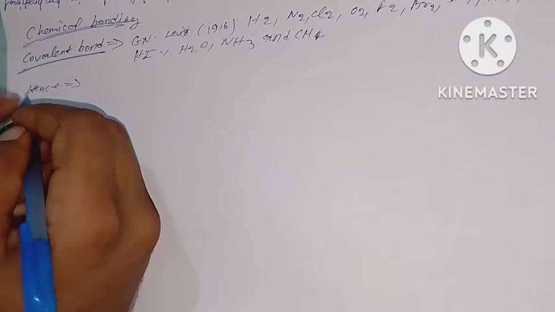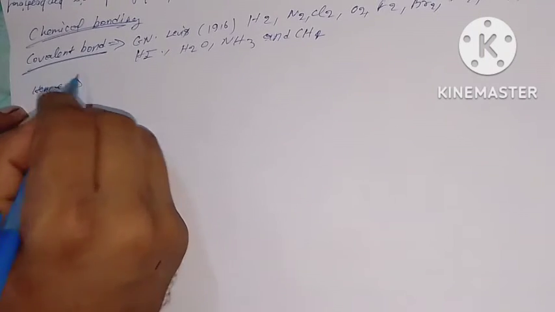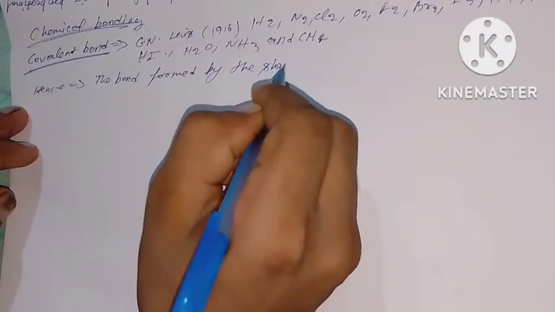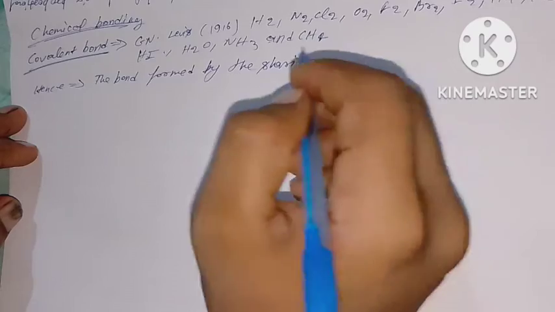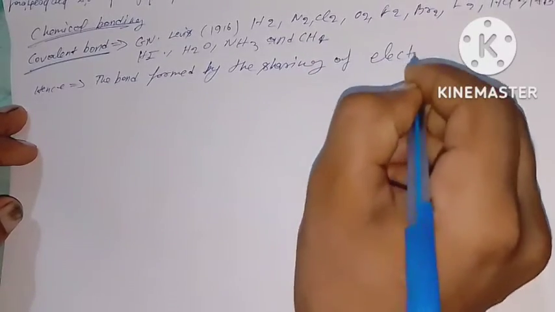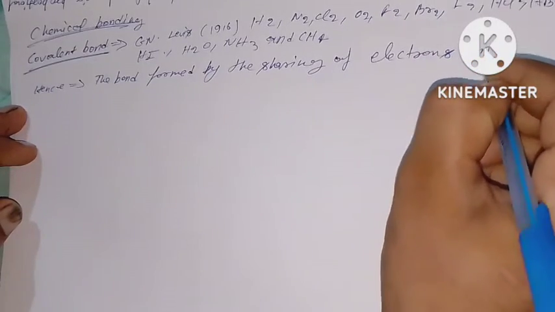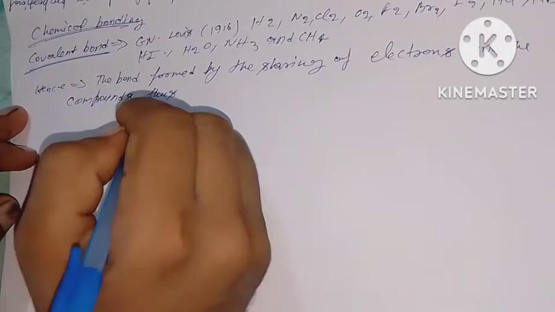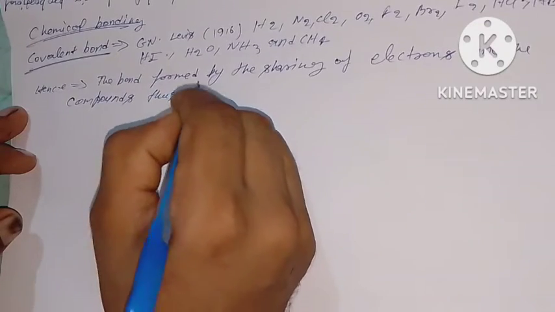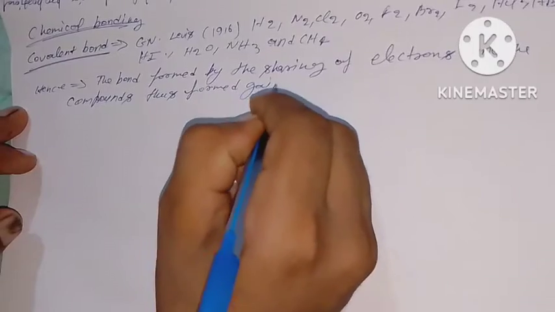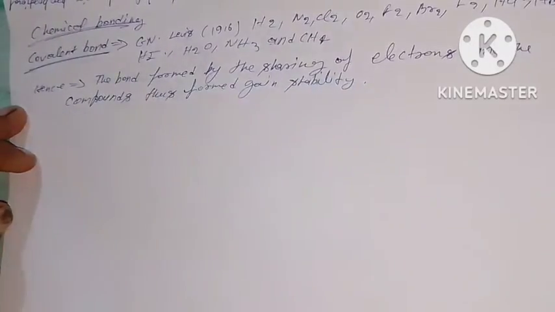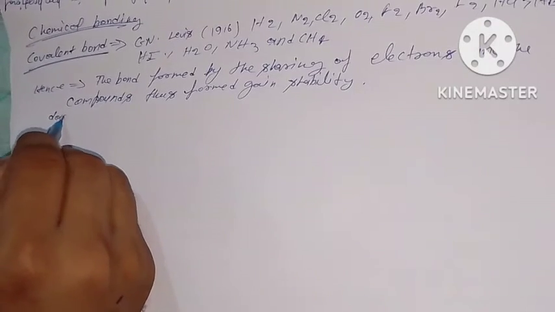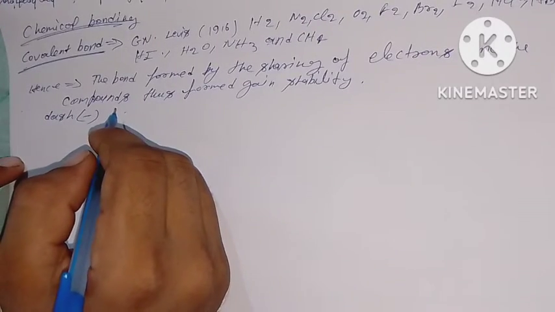Hence, a covalent bond is defined as the bond formed by the sharing of electrons, and the compounds thus formed gain stability. A covalent bond is expressed in the formula by placing a dash between the atoms bonded together.